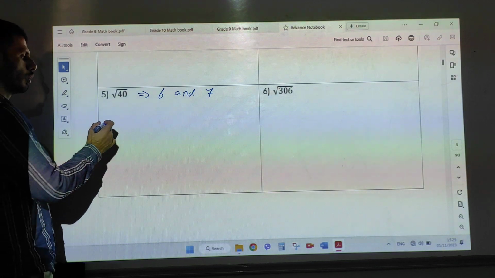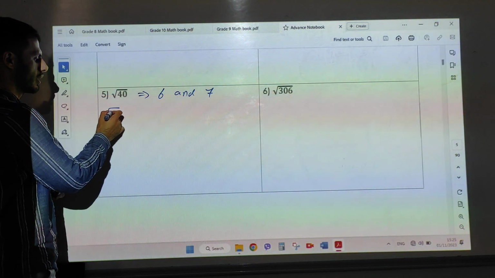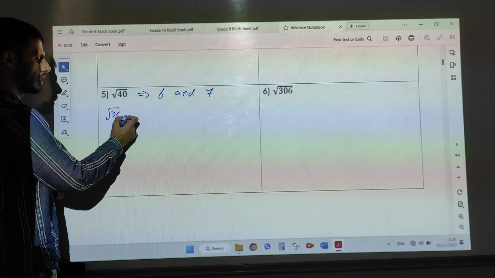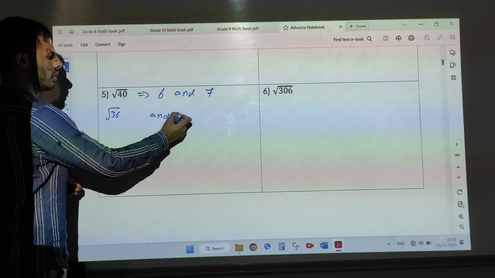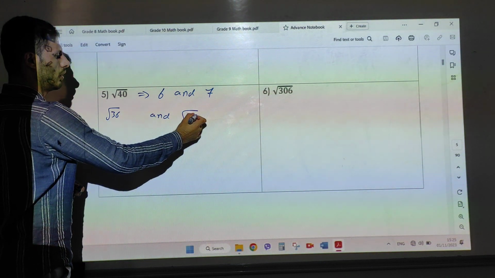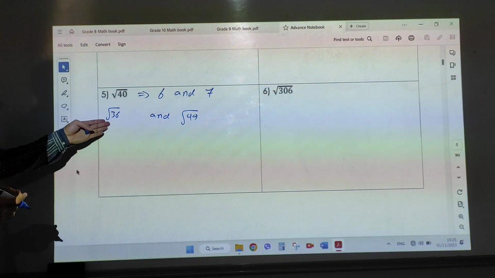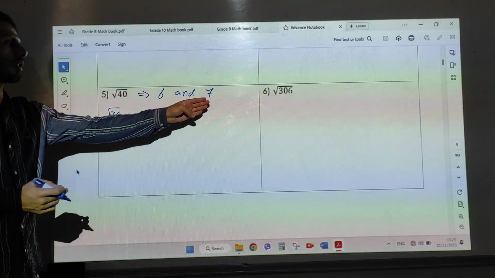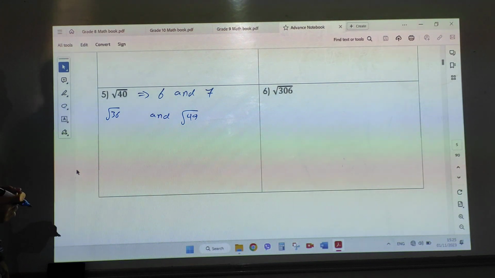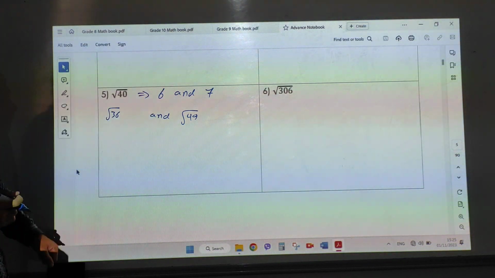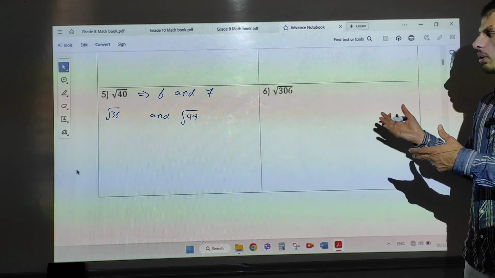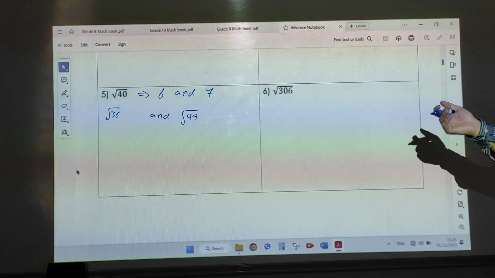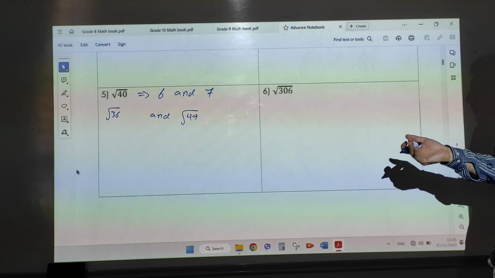It is between two perfect squares, which are the square root of 36 and the square root of 49. The square root of 36 is 6, and of 49 is 7. That much. The other one, number 6, is not very simple to know directly. How much is it? So in this case, you must check.